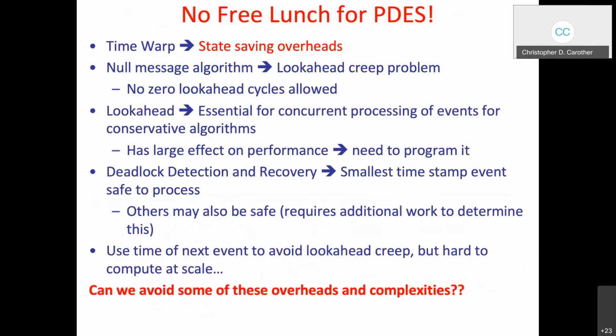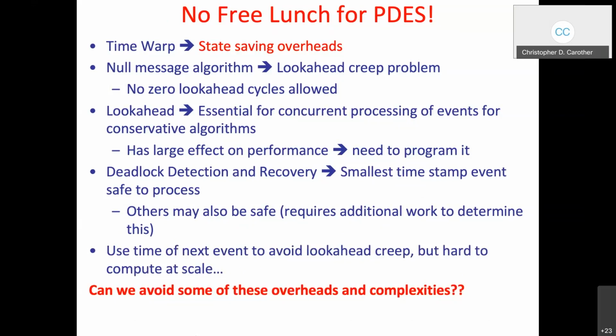And then, of course, with deadlock detection and recovery, we're seeing here that you ultimately need a GVT algorithm anyway, effectively some notion of the smallest timestamp of the system to be safe to process. But it requires work to figure out what events are safe and not safe. So there's a lot of these complexities here. And the question is, can we avoid some of them? In particular, we wanted to focus on whether we can avoid some of the state saving overheads for time warp itself.